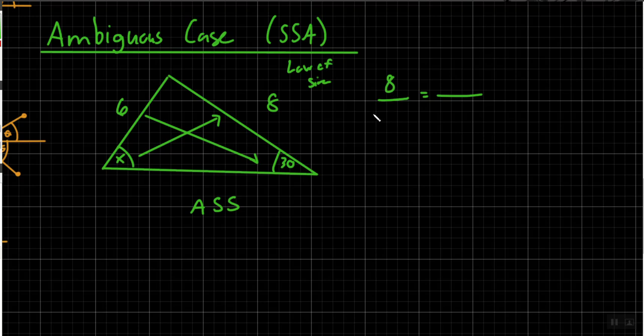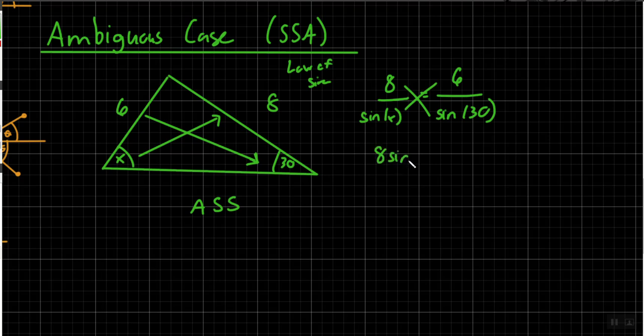8 over what? Sine of x. Then we have, what's on the other side? 6 over sine of 30, because that's the angle opposite of it. Keep, change, flip. Not keep, change, flip. Cross multiply.